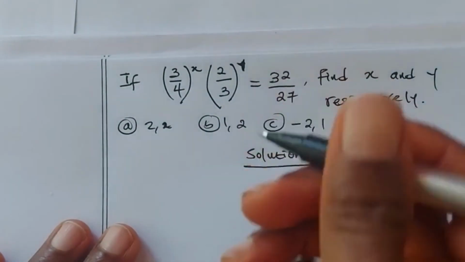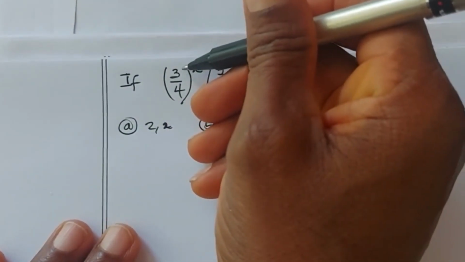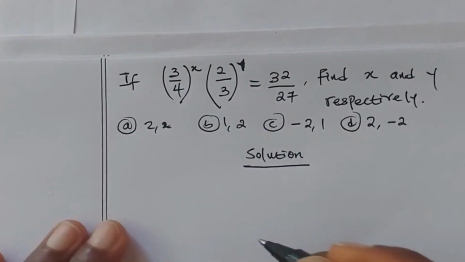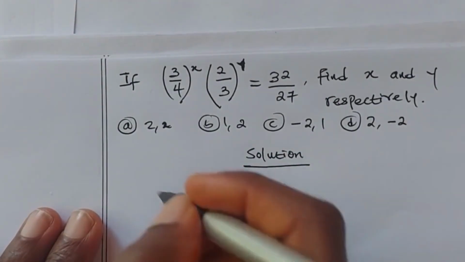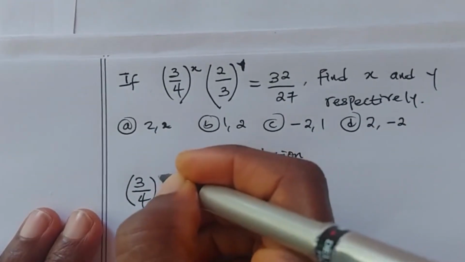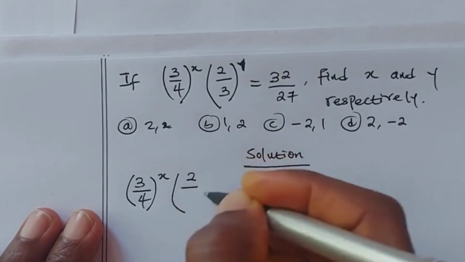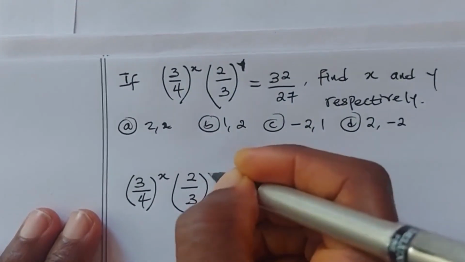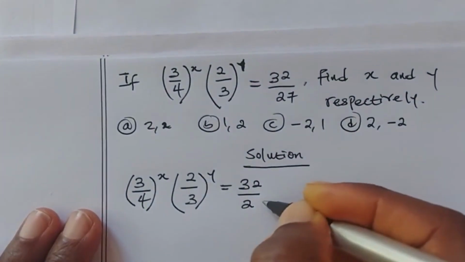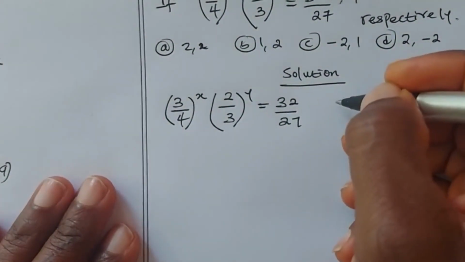So we realize that this x is affecting both of them, and this y is affecting both of these. So the best way to go about that is to do some interesting work here. So (3/4) raised to the power of x, and we have (2/3) raised to the power of y, is equal to 32 over 27. Let's move on with the problem.